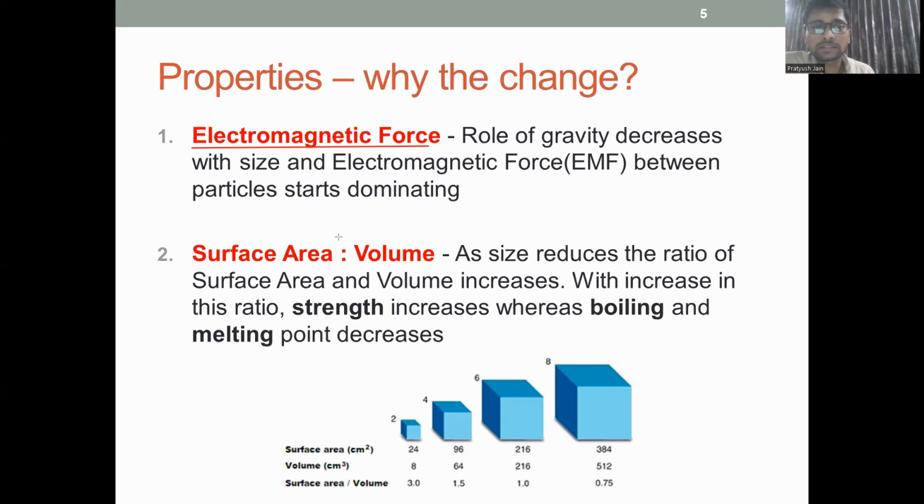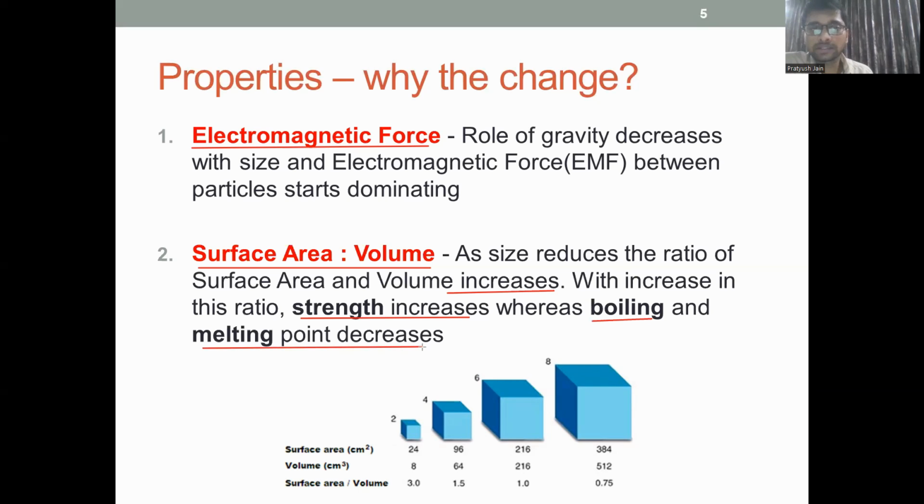Another reason is surface area to volume ratio. As we move towards nanoscale, the surface area to volume ratio of material starts increasing. With this increase in surface area to volume ratio, strength of the material also increases, whereas boiling and melting point decreases.